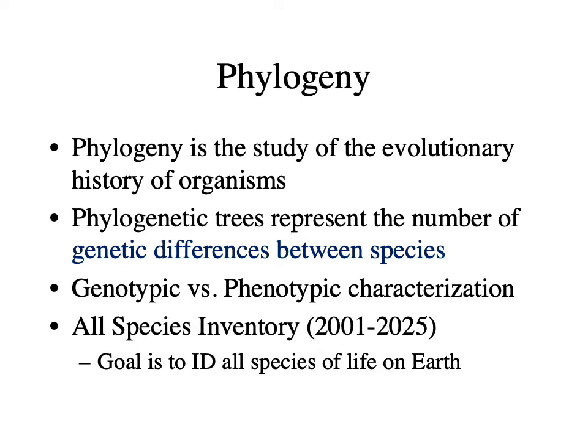Now, the goal was to do a species inventory of all species of life on Earth by 2025. I don't think that will be happening. It's a great goal to have, and it's something that scientists are working on, but I think it's going to take a lot longer to identify all the species of life on Earth.